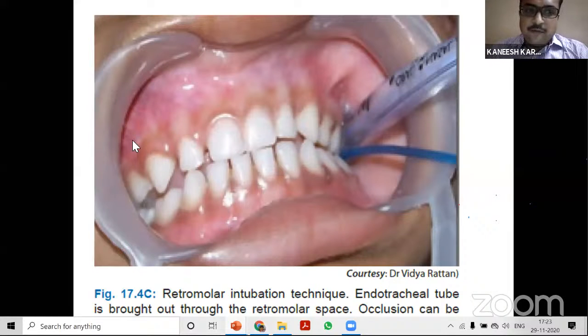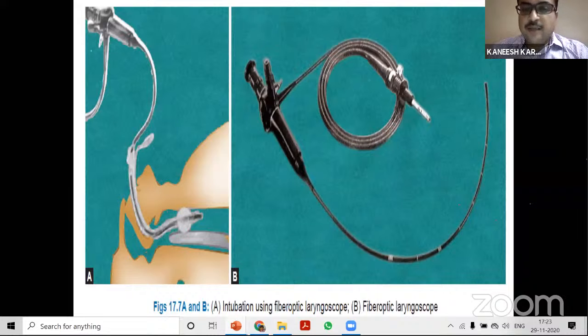So till now we have discussed using a laryngoscope when the patient is able to open the mouth. What if the patient has severe trismus? Then we use something called a fiber optic endoscope. This has a camera in it. Okay, this is a fiber optic endoscope, and the anesthetist can see through this, see the vocal cords and the trachea, and put the endotracheal tube through the fiber optic endoscope.